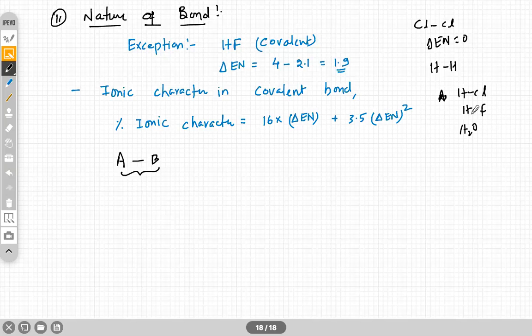Again, you will use this formula rarely, because if they ask you to find the ionic character in a covalent bond, they must give you the electronegativity values of the atoms in that bond, since you cannot memorize the electronegativity value for all the atoms. That's why these formulas are not important. Later on, we'll see that the ionic character in a covalent bond can be understood with other values also. But not that important.